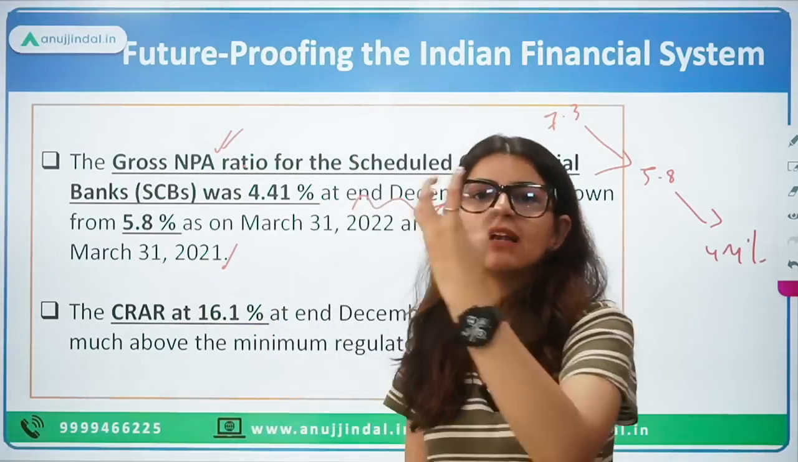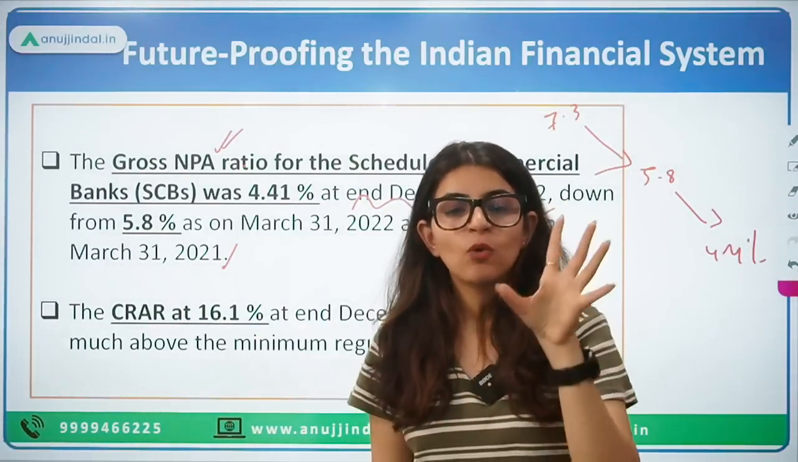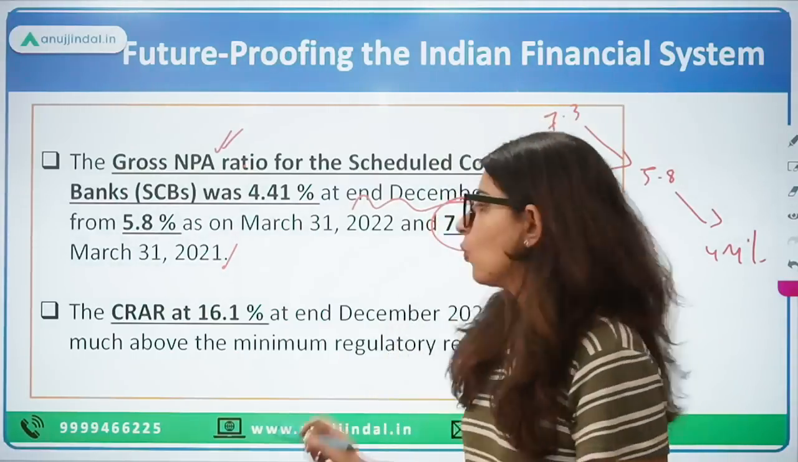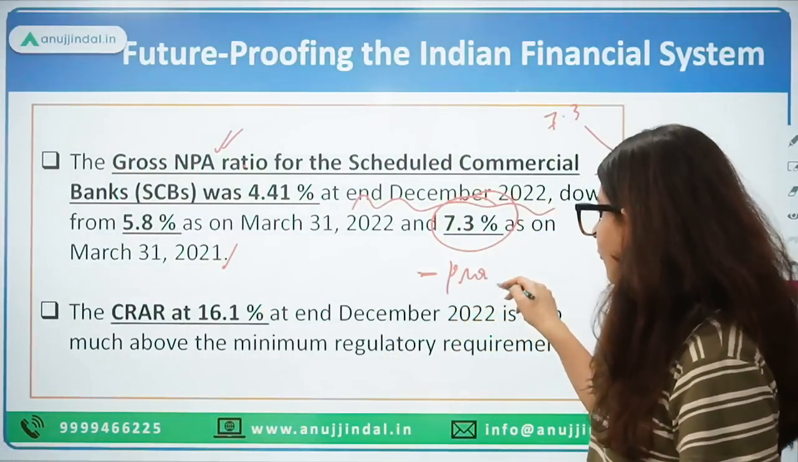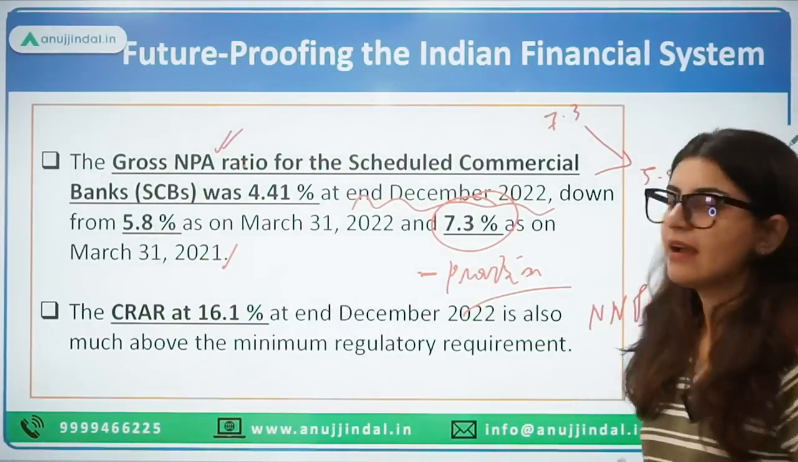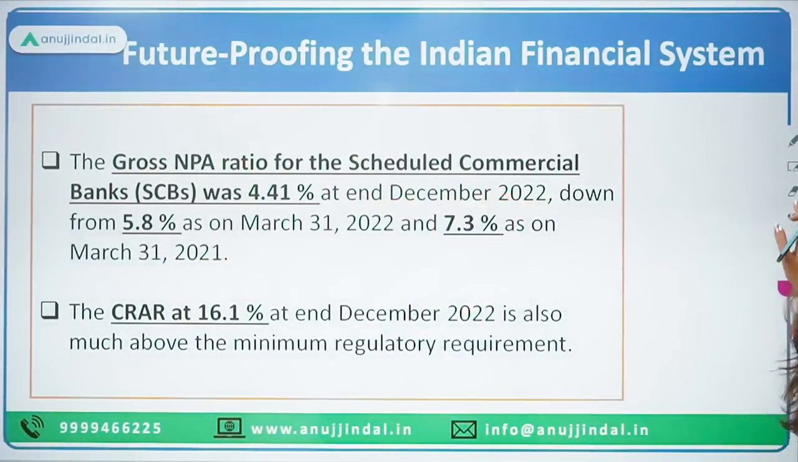Jab assets 91 days tak principal or interest nahi milta hai kisi loan pe, that is NPA. What is gross? When you do not deduct the provisions that you have maintained. Once you deduct the provisions, various provisions, then you get NNPA, net non-performing asset. ये सब आपने static में पढ़ा होगा, I'm sure gross और non-performing asset क्या होते हैं.